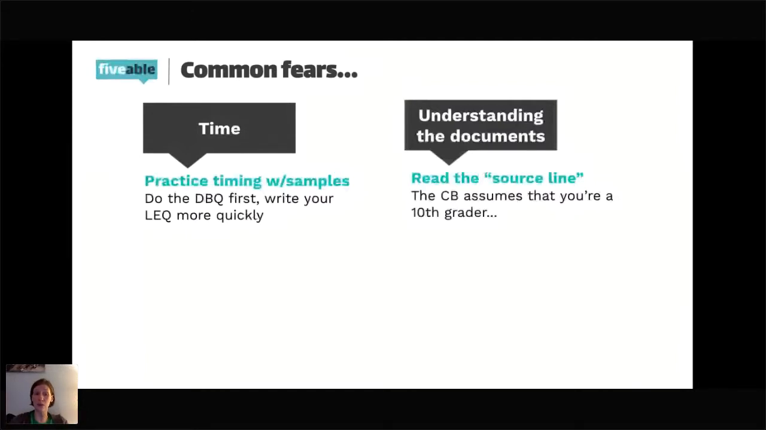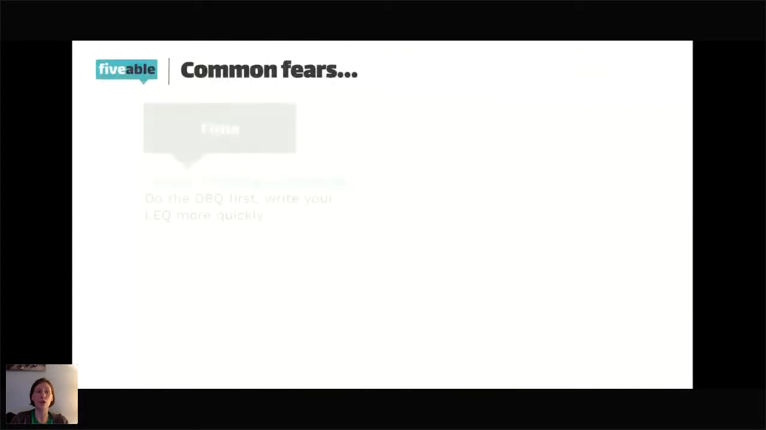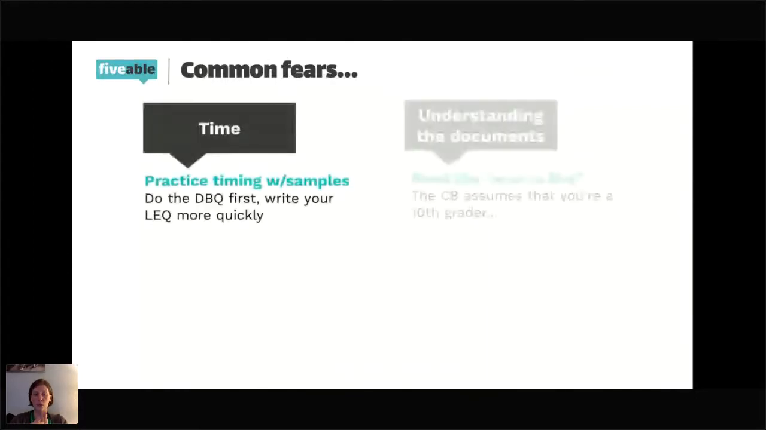For the image that we looked at together, I'll actually just jump back to it. If you look at this image, you might not know exactly what's going on in the image, but the College Board provided that source line to help you know what's going on in the image. So read that source line.